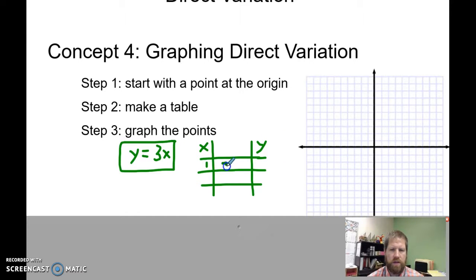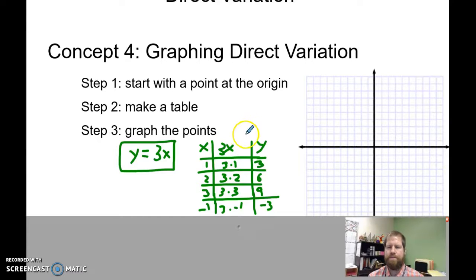When x is 1, we have 3 times 1, 3. When x is 2, we have 3 times 2, or 6. And when x is 3, we have 3 times 3, or 9. And probably I should extend this out a little bit. When x is -1, we have 3 times -1, or -3, just to have one negative value in there. Oh, and my rule, 3x.